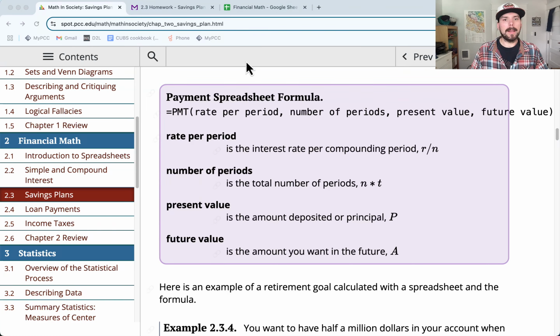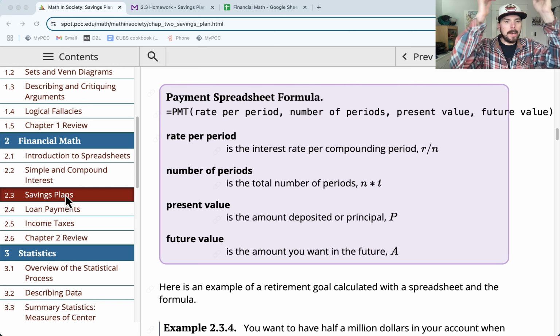We're going to take a look at savings plans. This would also be pretty similar to loan payments. Here we have a regular payment being paid into an account, and there is an interest accrued. The difference is really that in a savings plan, you put in a payment and the interest brings up that value. And so both are working in the same direction.